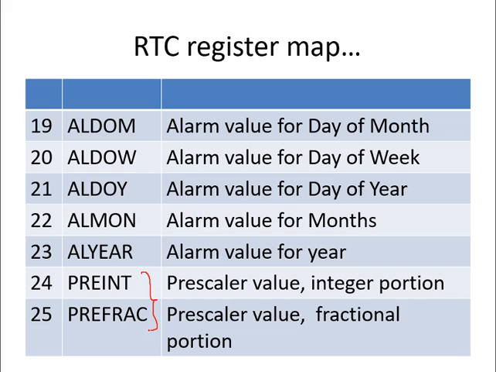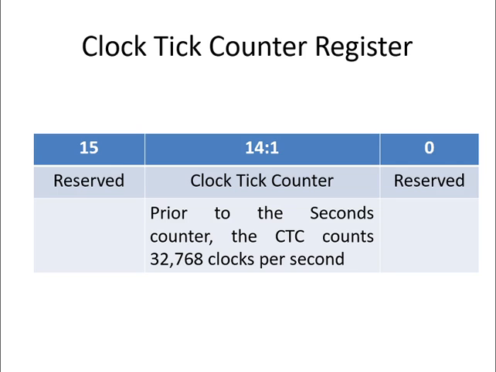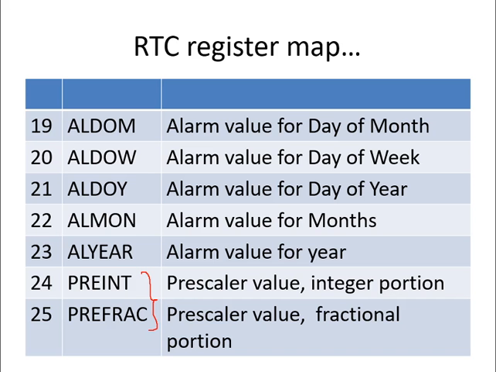Prescaler value. These are used to generate the clock frequency when you are using the internal clock of the LPC214. To generate the prescale value, you are using this. So we will see the pre-integer and pre-fractional afterwards when we go for the actual frequency calculation.